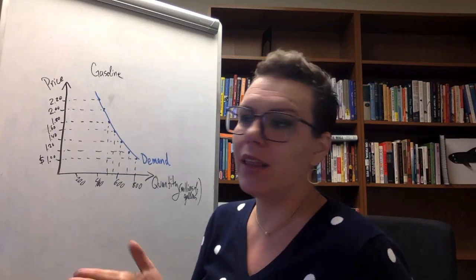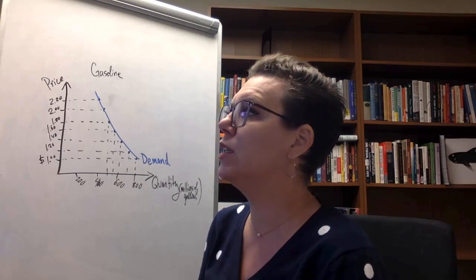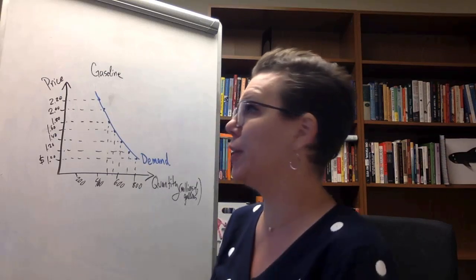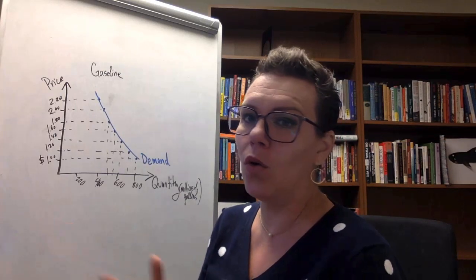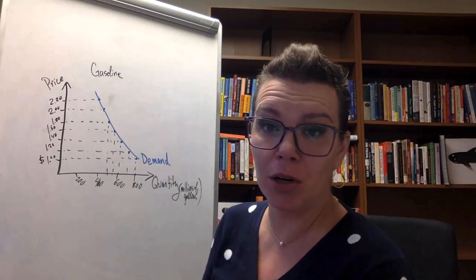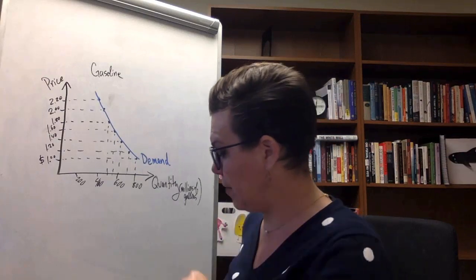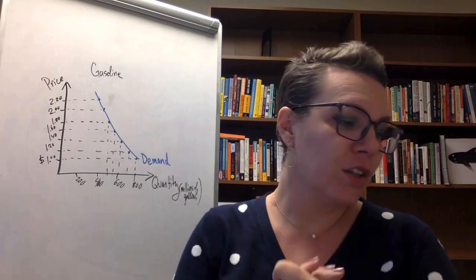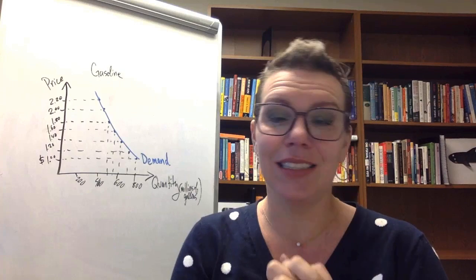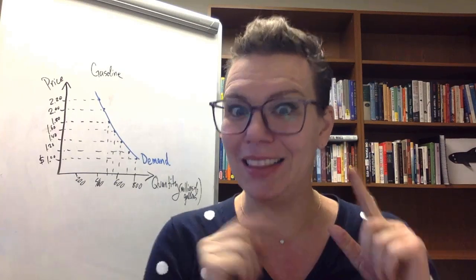And we see this anywhere. Think about if you went to the store to buy soda, or if you were looking to rent an apartment. The cheaper the price, the more you're going to consume. Okay? Cool. So that gives us our demand curve. Let's go back to the slides.